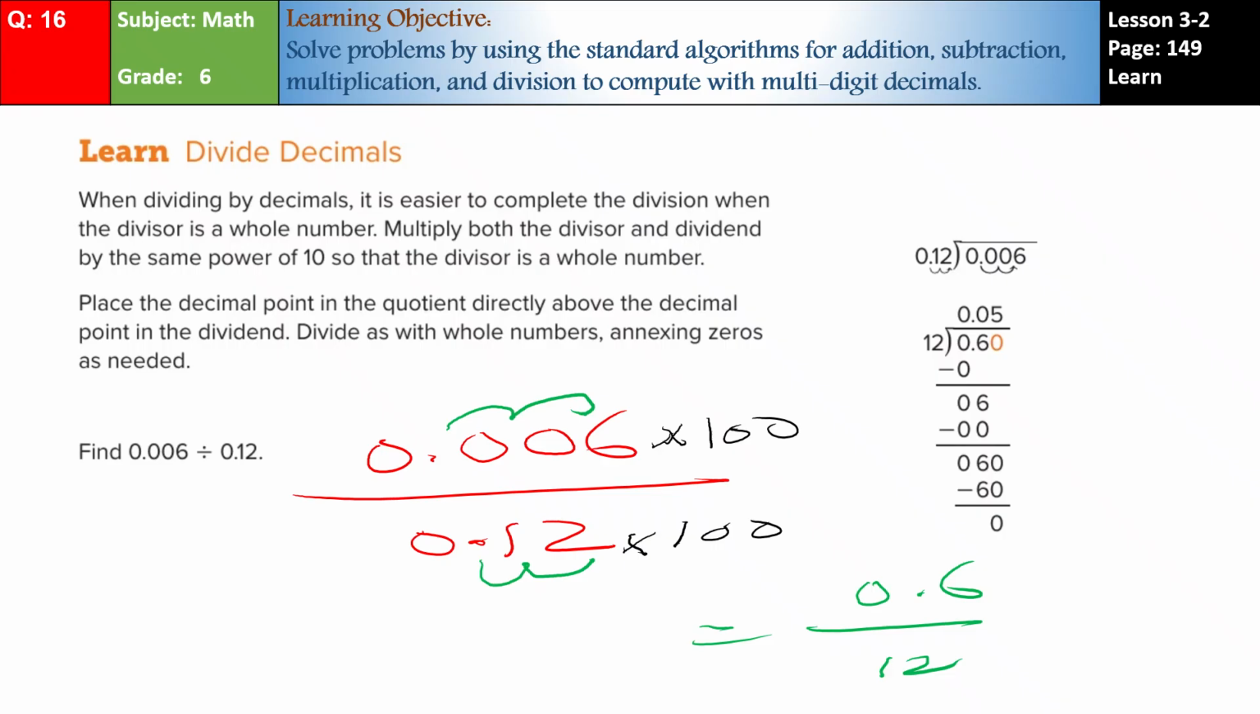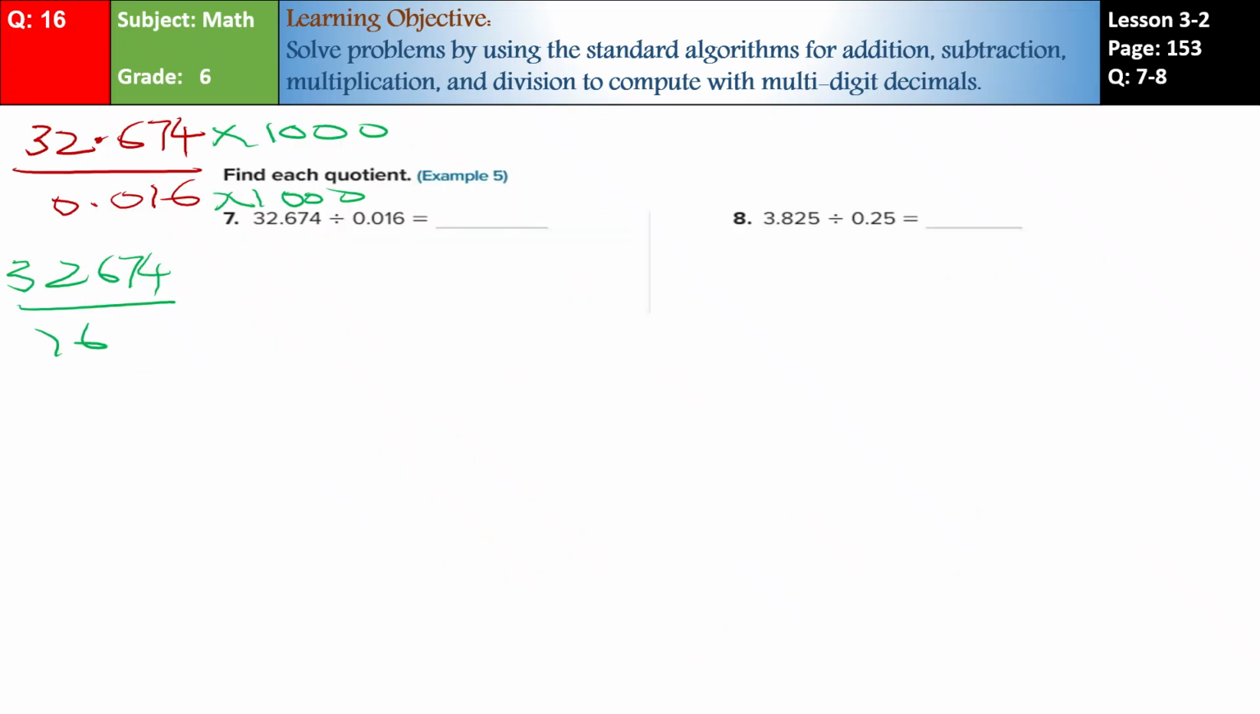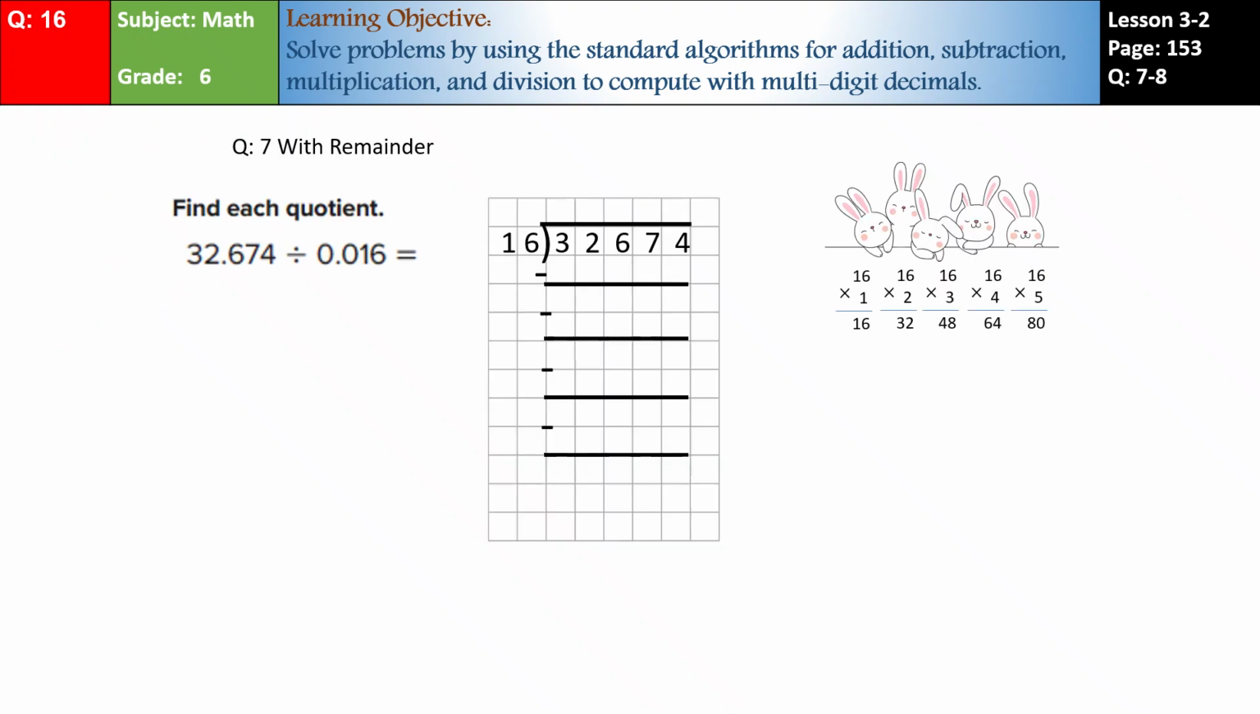So now I have to divide 0.6 by 12. So you will do the long division. The working is given here. I will solve another example with you. Now, as I told you how to convert the denominator to a whole number by multiplying it with 100.